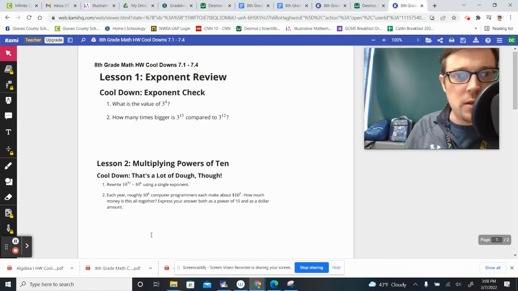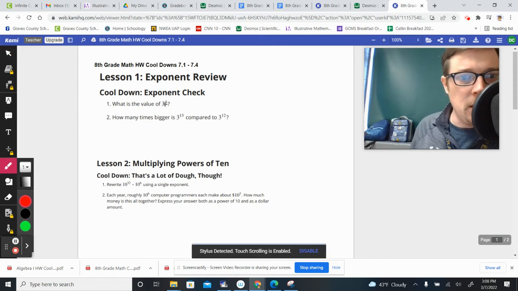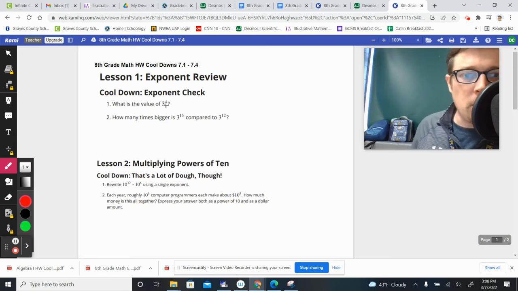If you're struggling with this first problem about the exponents, I'm just here to help you along the way. The first problem just wants to know what the value of 3 to the fourth power is equal to. And this is not 3 times 4, this is 3 to the fourth power.